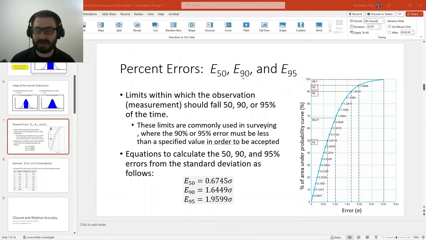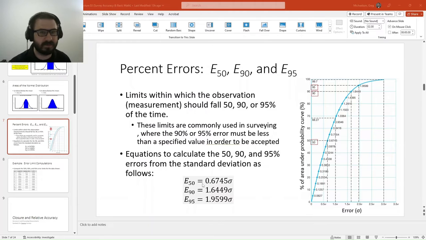And I think just in the middle of class, there were a couple places where I went with it. But it is, in fact, 50, 90, and 95, as you can see referenced in the percent area under the normal distribution curve that you see here.